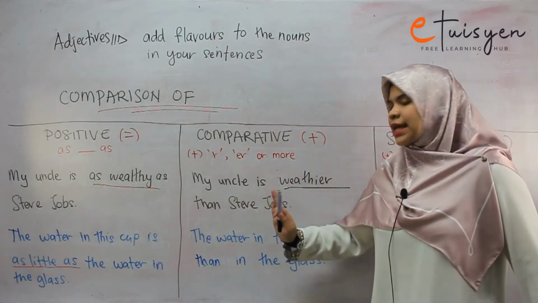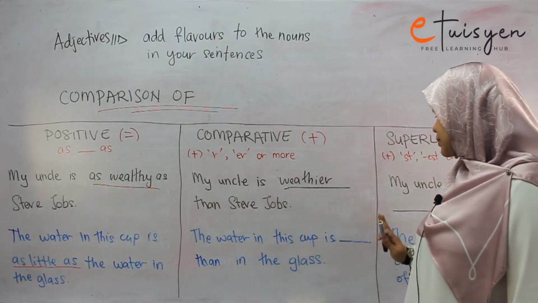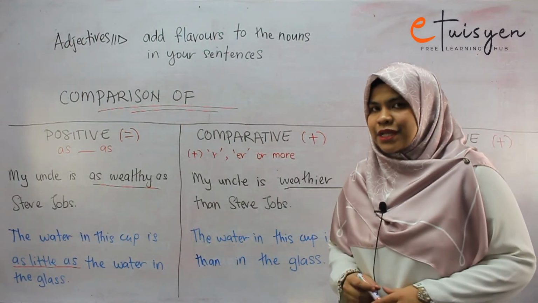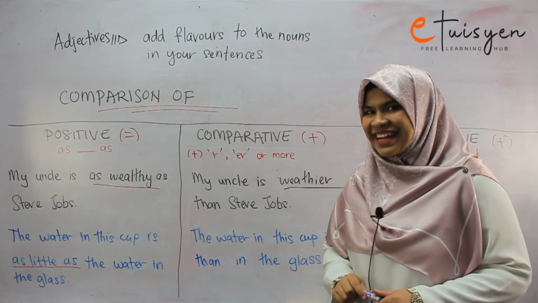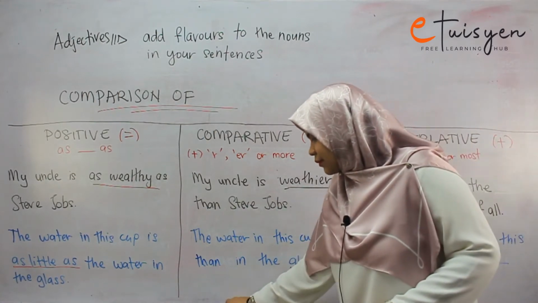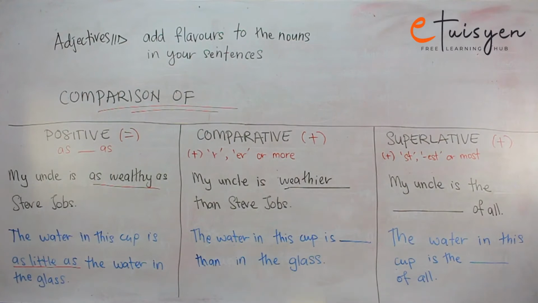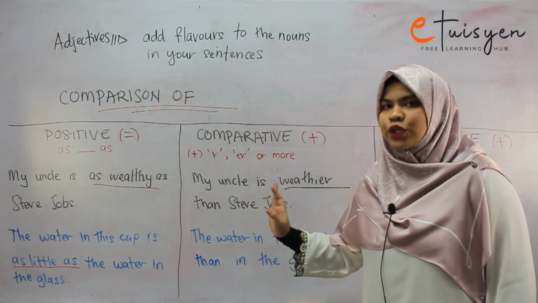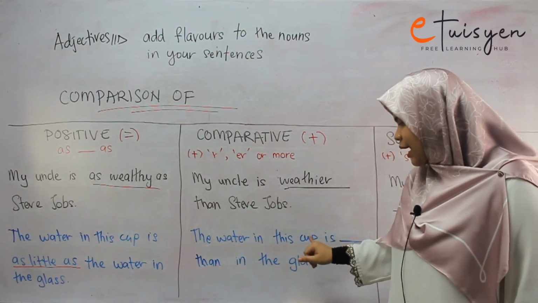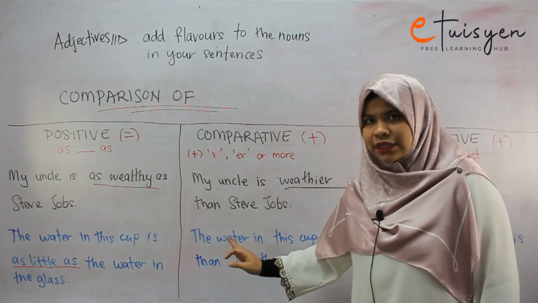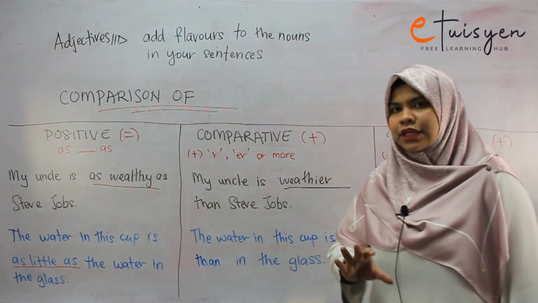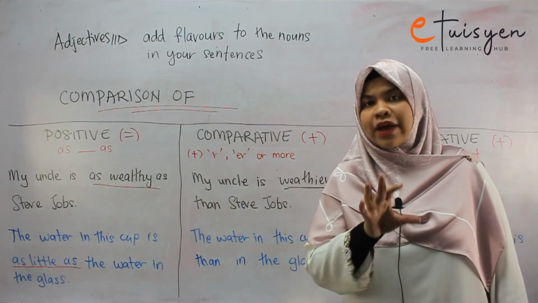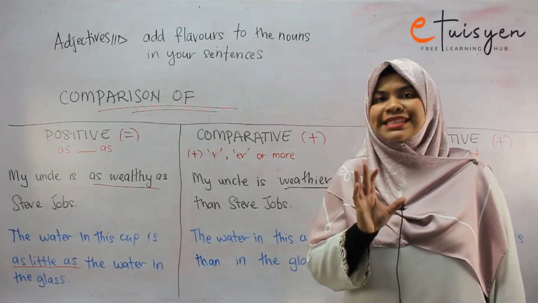Then the second one is, the water in this cup is blank than in the glass. I want to test you guys. I don't know whether you guys notice on this one or not. Okay, now in this example, what am I trying to compare? Is it the cup, the glass, or the water? Because you have to be careful here. When you try to compare something, especially your adjectives, you have to compare with the same kind.